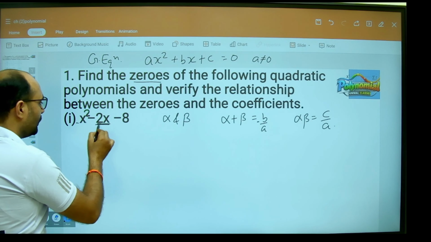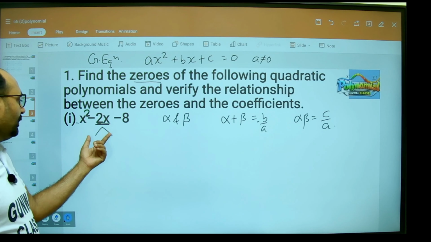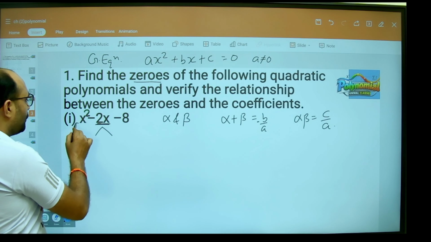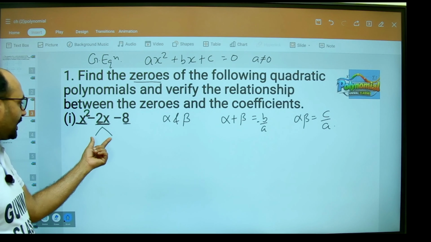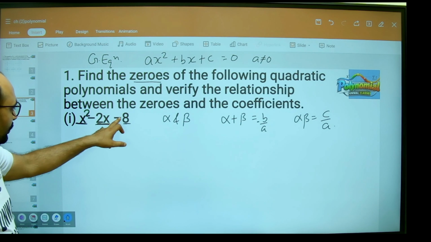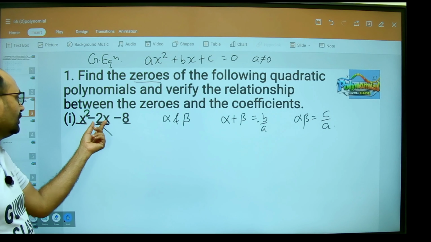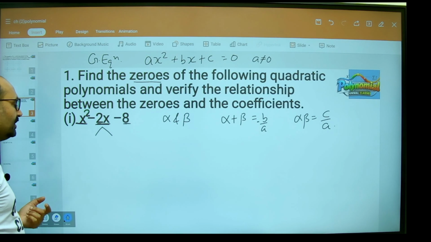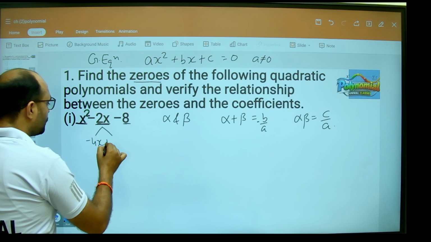This is the middle term. We will break the middle term into two parts such that if we multiply these two terms, the product should be equal to the product of the first and last term. And if we add or subtract them and simplify, it will be equal to the middle term. If the last term or constant term has a negative sign, it means we will break this term with different signs. Let's say 4x plus 2x.